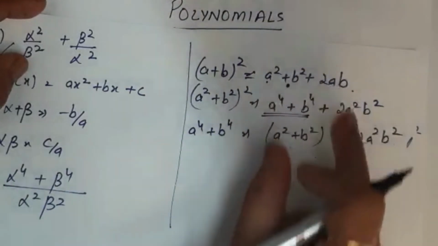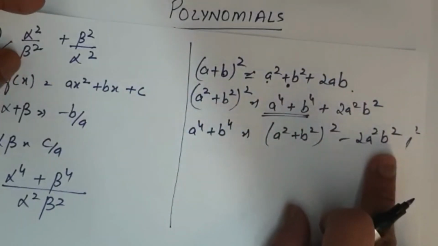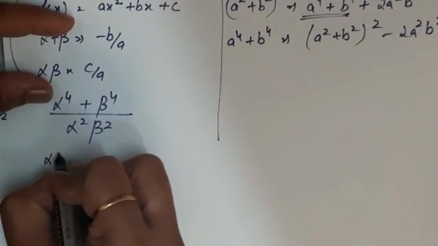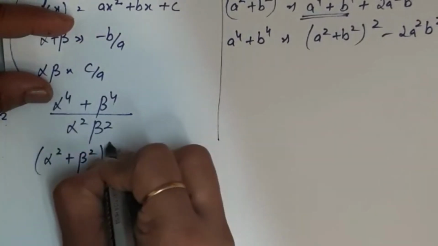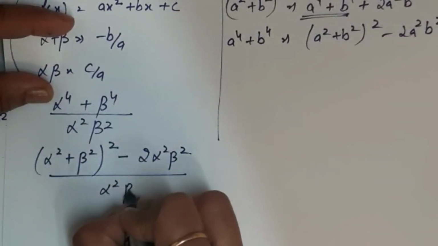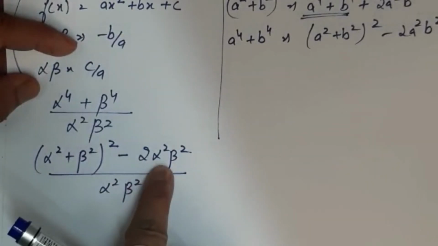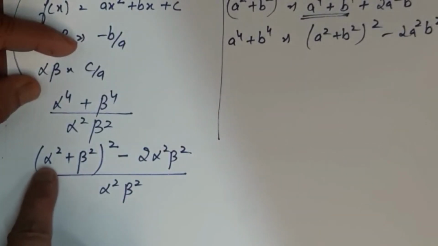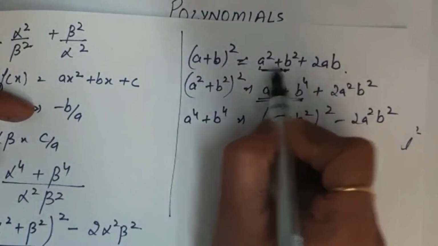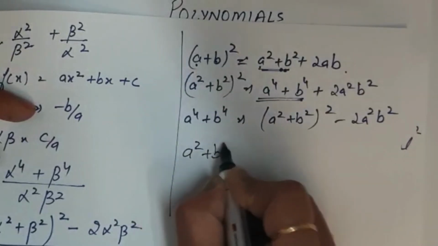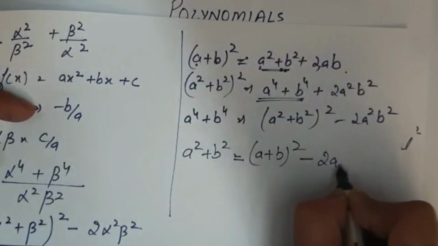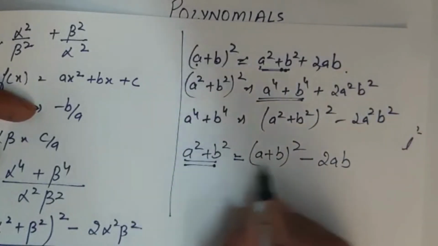See, I have left this alone and put everything on the other side. So instead of this, I can write this. Write it down. Alpha square plus beta square whole square minus 2 alpha square beta square upon alpha square beta square. Now I can put the value here also, but not here, because here is alpha square plus beta square. Now from this formula, alpha square plus beta square is equal to alpha plus beta whole square, and this 2 alpha beta comes out to be minus 2 alpha beta. So I can put this value instead of alpha square plus beta square.